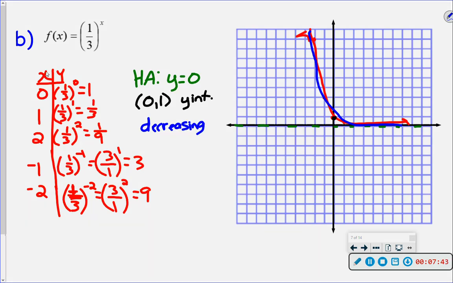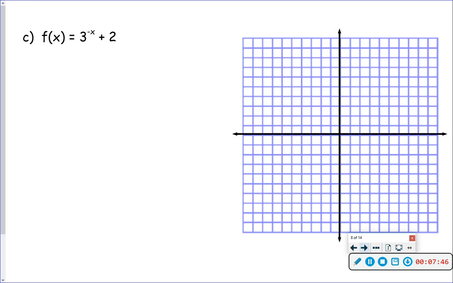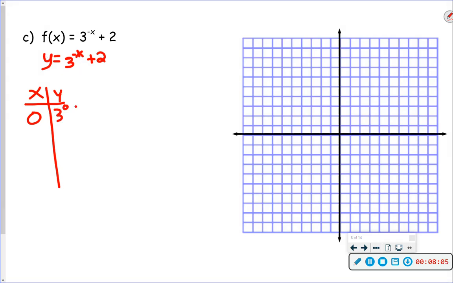And on to the next. Y, I'm like f of x. Instead of y equals 3 to the negative x, I'm going to rewrite that plus 2. Same thing, I'm going to make my t-chart. I always start with 0. Seems like plugging in 0 is the easiest to kick it off with. Because -0, I'm just going to put 0. So I'm going to have 3 to the 0, which is 1. 1 plus 2, 3. So now you can see we're moving our y-intercept up 2.